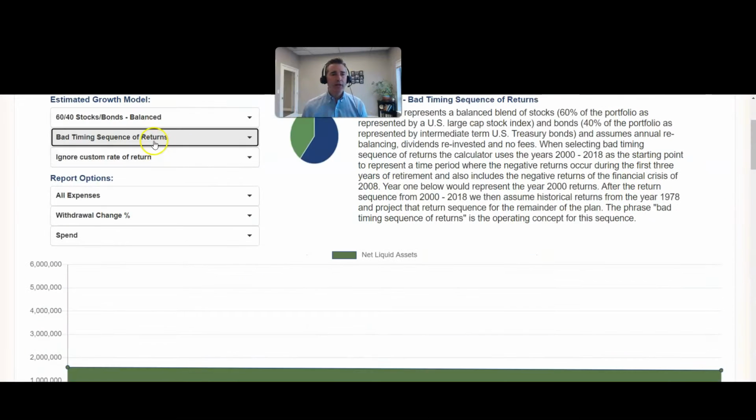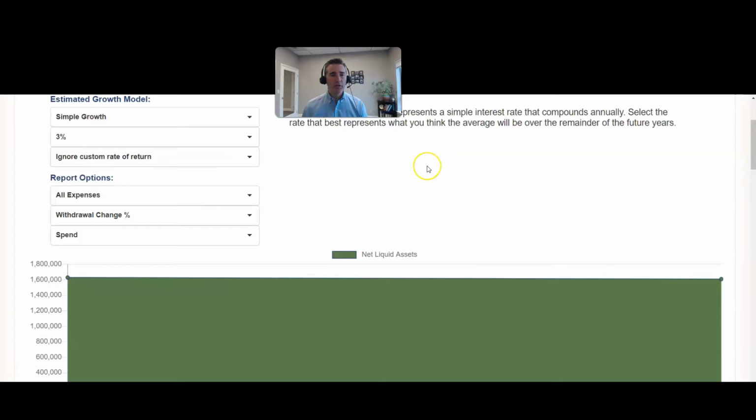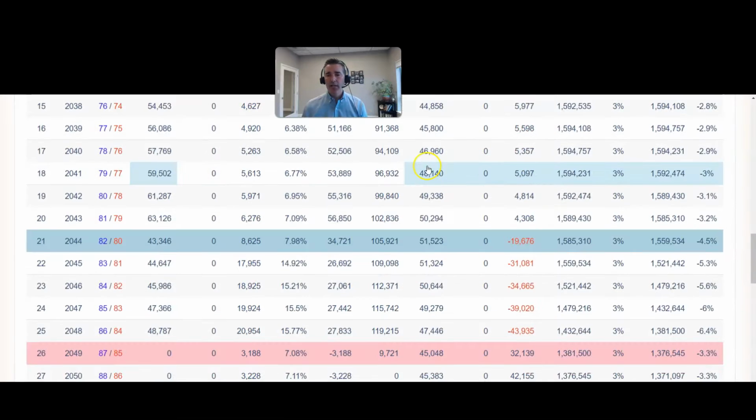But if we just go back to using this simple growth rate, assume a 3% return, and then run the numbers down, his life expectancy in this model we said was age 82 and hers is age 85, you can see we're assuming that they still have about $1.3 million remaining at the end of their life, not including the value of their house, just their liquid investable assets.